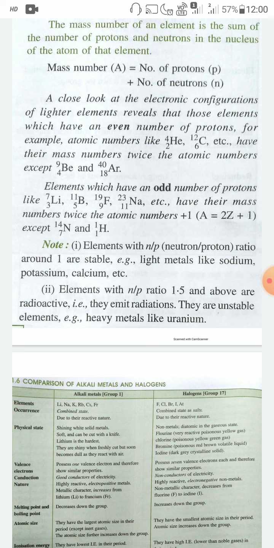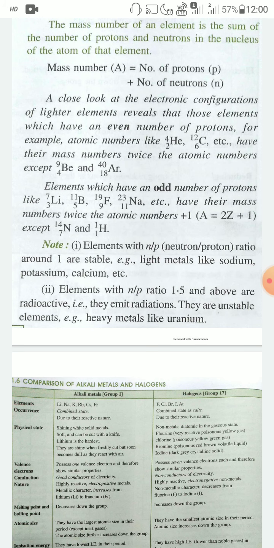And some notes: elements with neutron to proton ratio, N by P ratio, around 1 are stable. For example, light metals like sodium, potassium, calcium, etc. are stable. And elements with N by P ratio greater than or equal to 1.5 are radioactive. That is, they emit radiation.